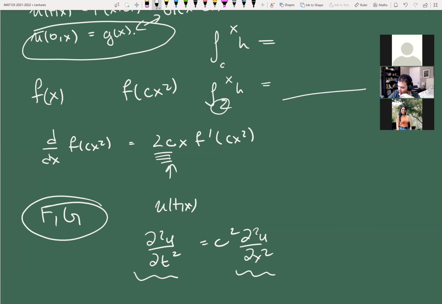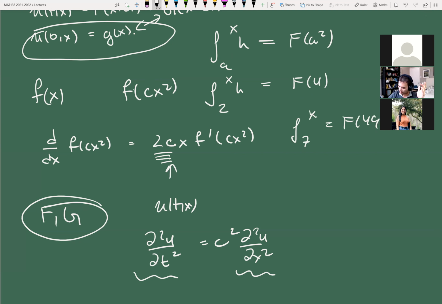If I wanted to show that this was true, that would be the same thing as showing that the integral from 2 to x is f of 4, or the integral from 7 to x is f of 49. You know what I mean? We're showing that for every A, this is true.